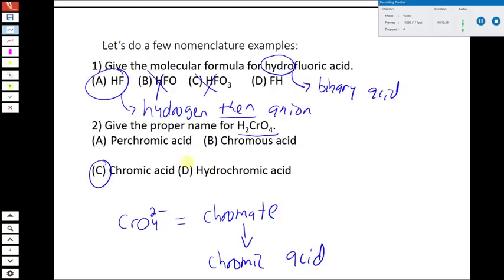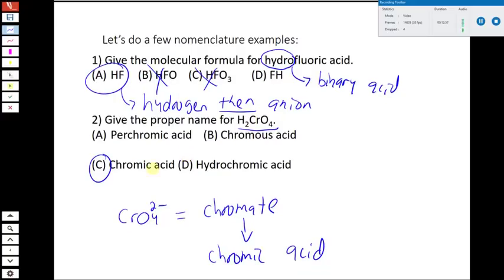So the only choice that works is choice C. And again, it's about knowing the names of the anions on that table and then translating that into an acid by changing the ending. So any questions on acid nomenclature? So that's all we're going to do with it for now. You'll see it again reviewed on the homework assignments and things this week.